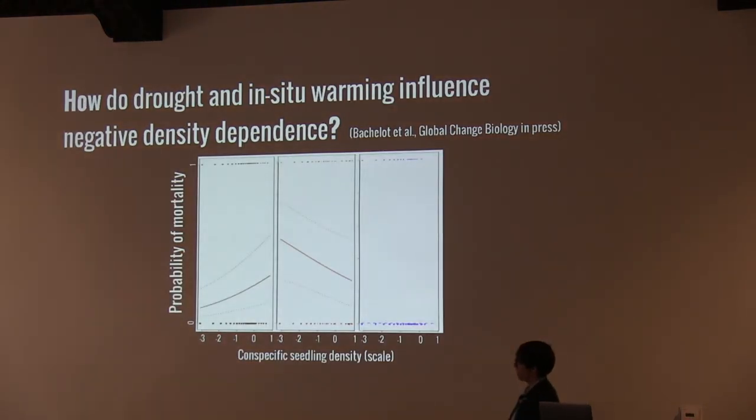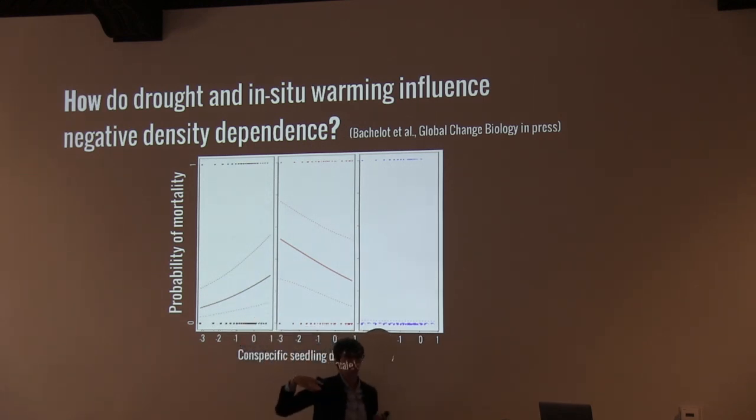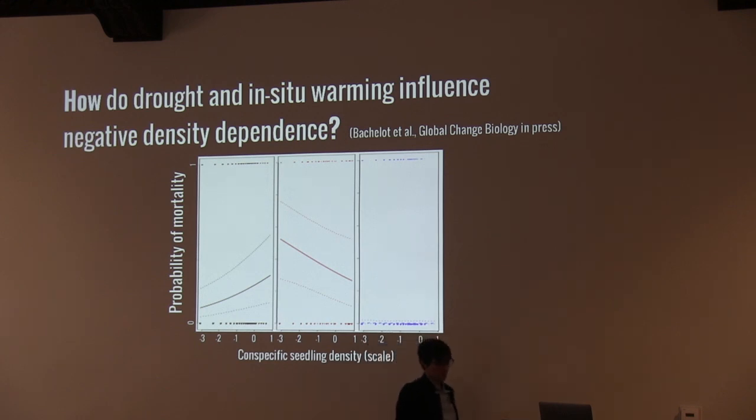And so what we found was that in the control plots, you get a typical Janzen-Connell effect, where you get increased mortality at high conspecific seedling density. But then in the warming plots, you get the reverse. You get some sort of positive density dependence, where the seedlings die much less at high conspecific density than when it's not. You get this kind of negative trend. And then in the drought, there was just no significant effect at all of conspecific seedling density.